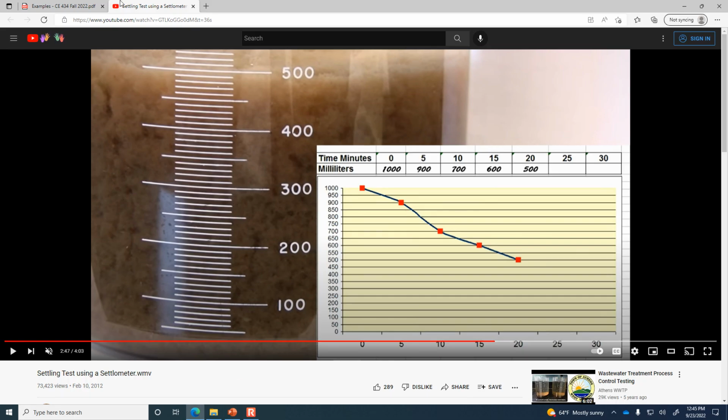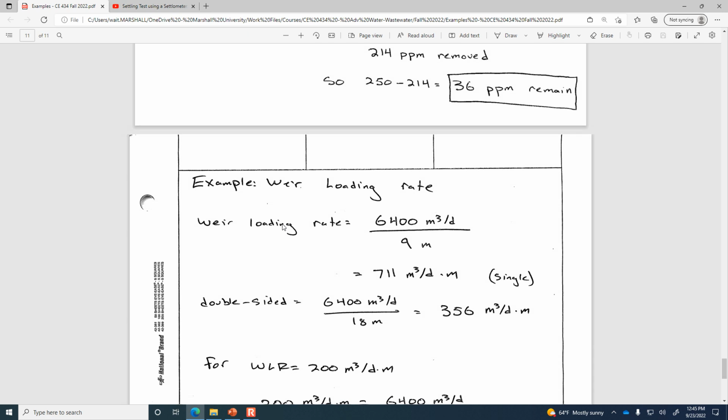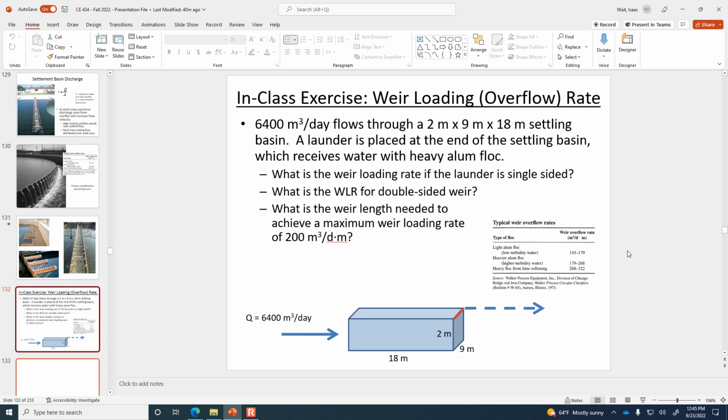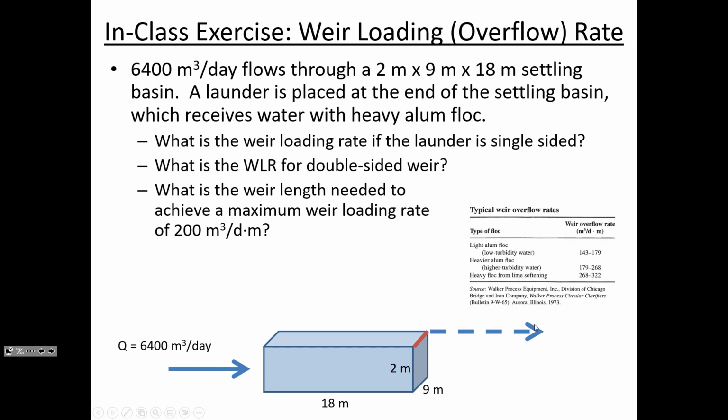So the way that we would calculate that weir loading rate is you've got the flow rate per day, 6,400 cubic meters per day, and it's exiting the clarifier over a length of 9 meters. So that loading rate would say that we've got 711 cubic meters per day per meter. And that's not going to be acceptable for any of these flock types. Nothing would allow us to get away with having 711 cubic meters per day per meter.